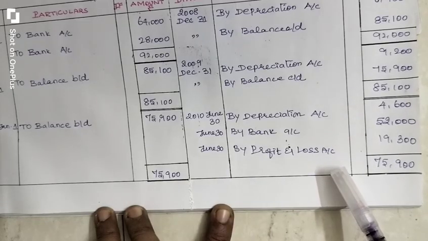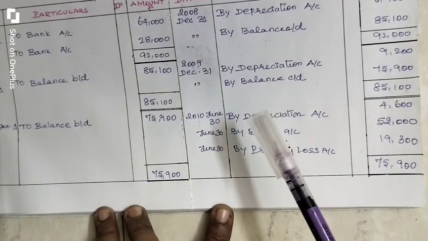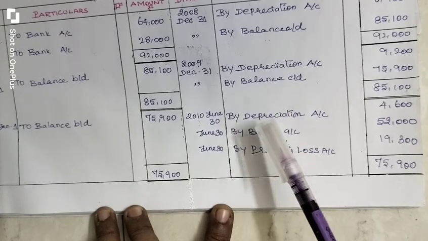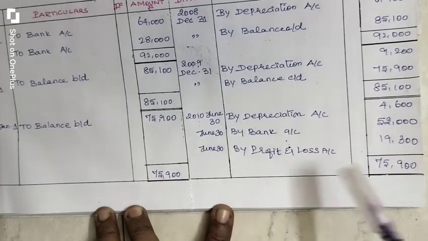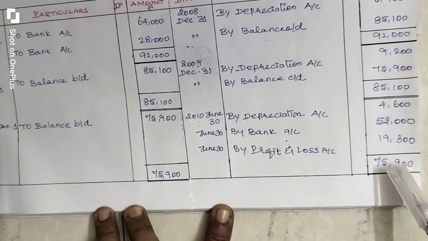Okay, whenever they ask to find profit or loss on sale, you will get it from the ledger account.